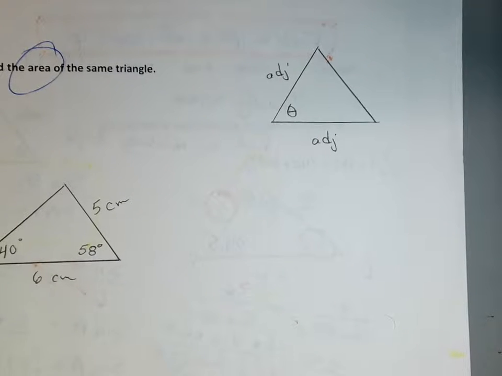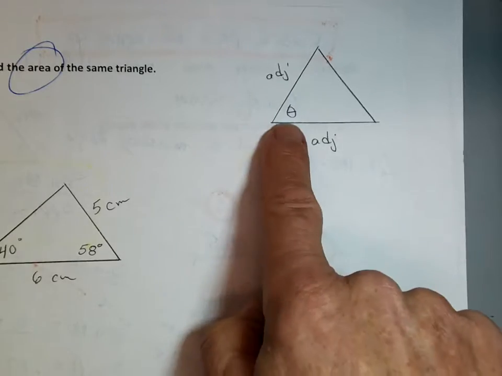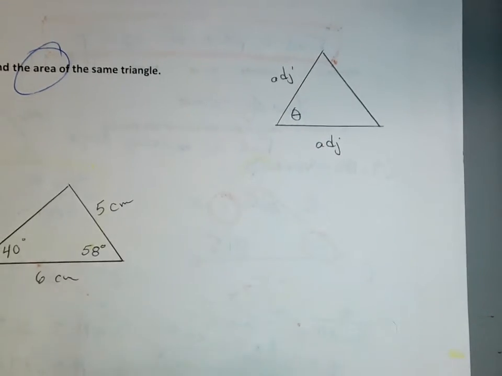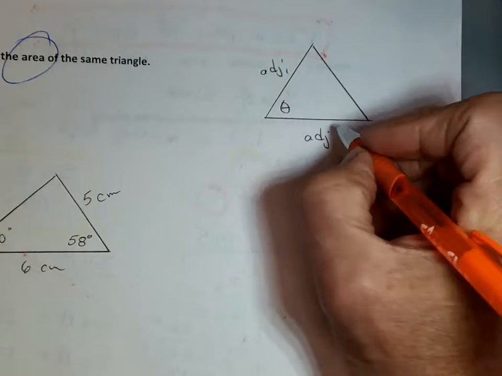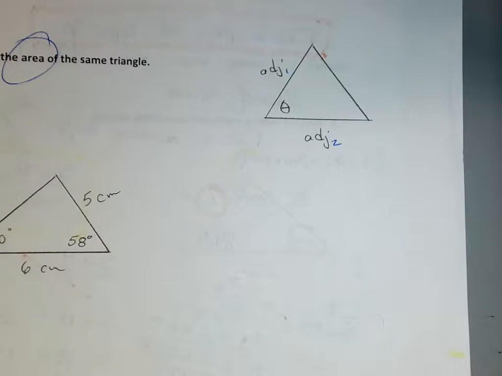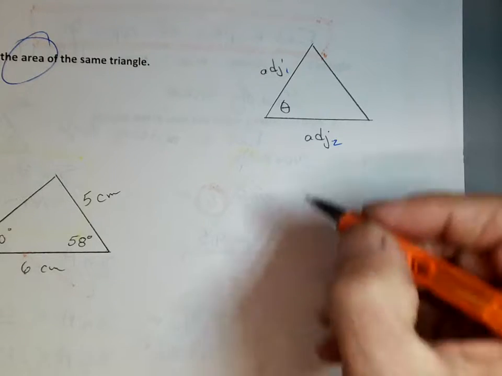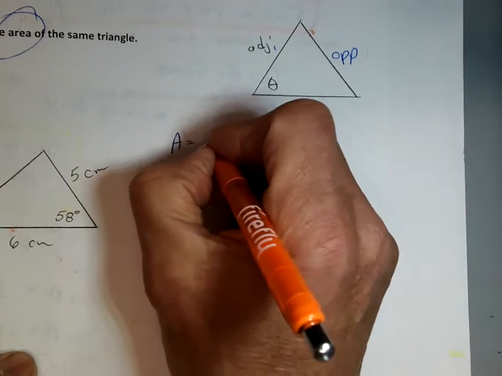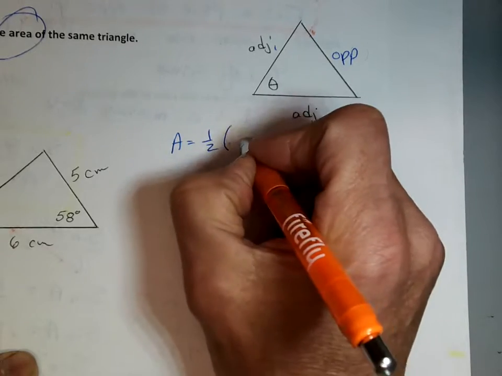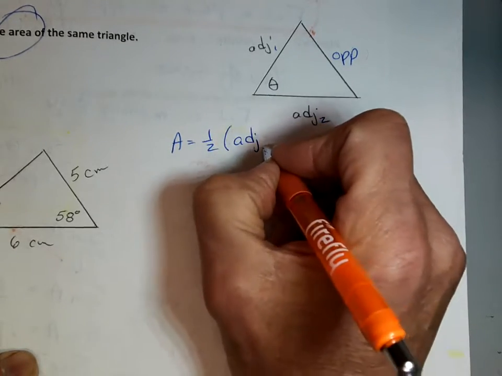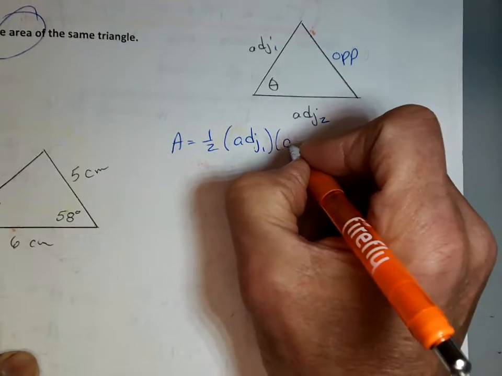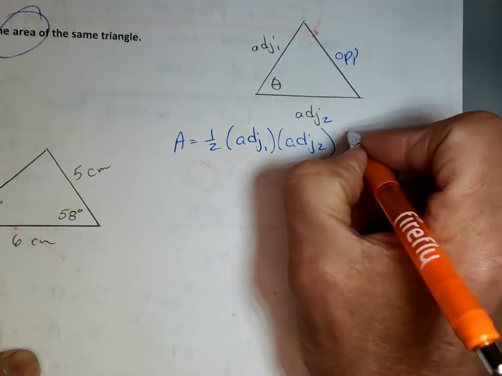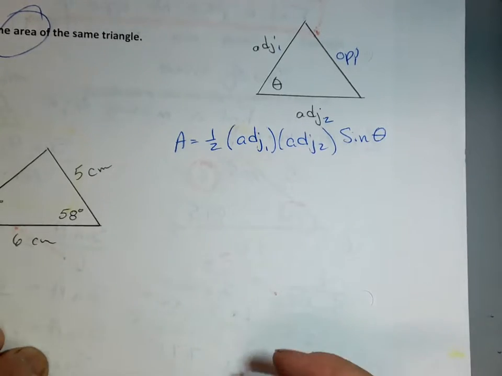Now again, one more time. It's not a right triangle. There's no hypotenuse. If you have an angle, there are two sides next to it, so you can call those adjacent 1 and adjacent 2. They're both adjacent sides because they're both next to it, and we'd have an opposite side. So the area of a triangle is as easy as this. Area is equal to 1/2 times the adjacent side, adjacent 1, times the other adjacent side, adjacent 2, times the sine of theta. That is the formula.